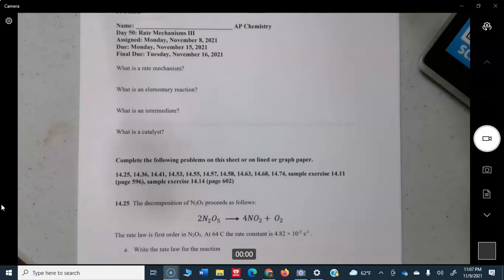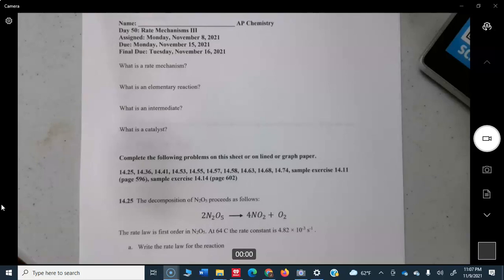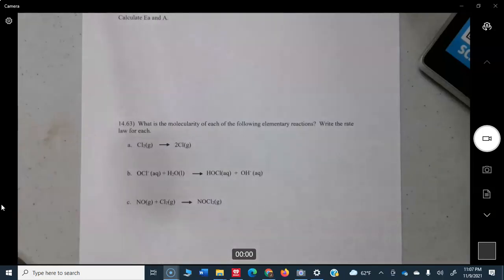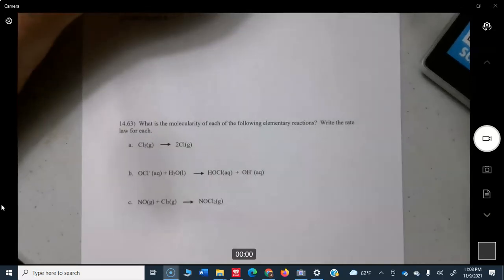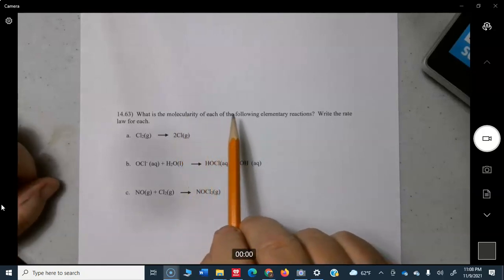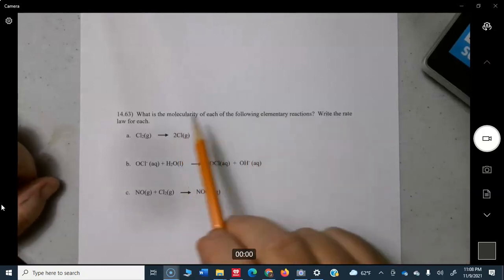Okay, AP Chemistry. This is the answers video part 2 for day 50, Rate Mechanisms 3. And so we're going to go ahead and continue with problem 14.63. All right, so what is the molecularity of each of the following reactions? Write the rate law for each.